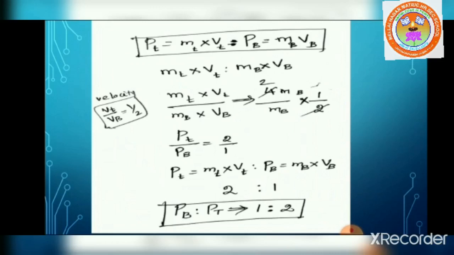So we take mb on one side, and on the other side Vt by Vb, which we already know is 1 by 2. So instead of Vt by Vb, I am writing here 1 by 2. So Pt by Pb, that is the momentum of the truck and the momentum of the bike, is equal to 4 mb divided by mb into 1 by 2. So 2 2s are 4, and then Pt by Pb is equal to 2 by 1. Pt is equal to mt into Vt and Pb is equal to mb into Vb. So Pt is to Pb is 2 is to 1, so Pb is to Pt gives 1 is to 2.